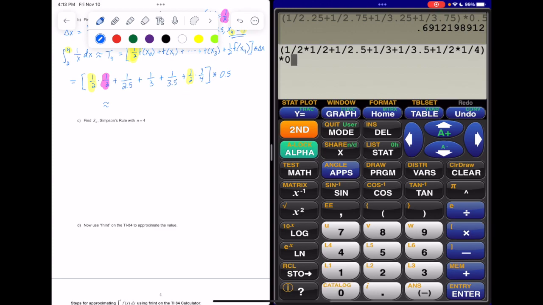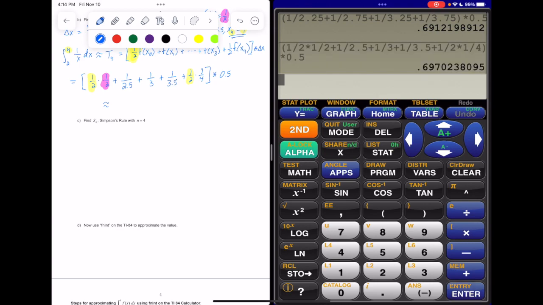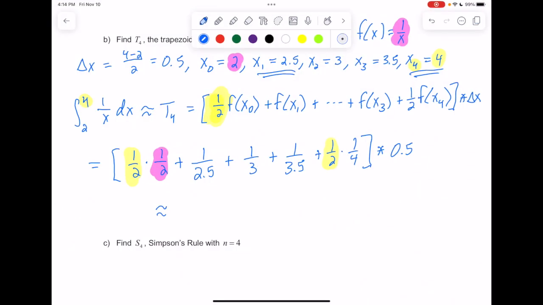I need to go times delta x, which is times 0.5. We're supposed to be approximating the same area we were on the previous question, so we should get an answer fairly similar. And we get the same 0.69 part, but our next two digits are a little different. Looks like this time it's 0.6970. So let's go ahead and write that one down.